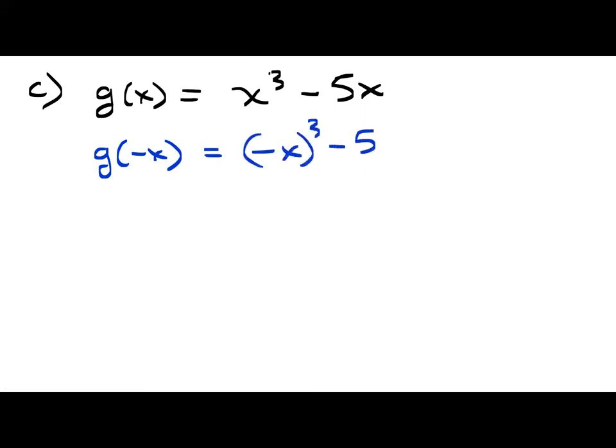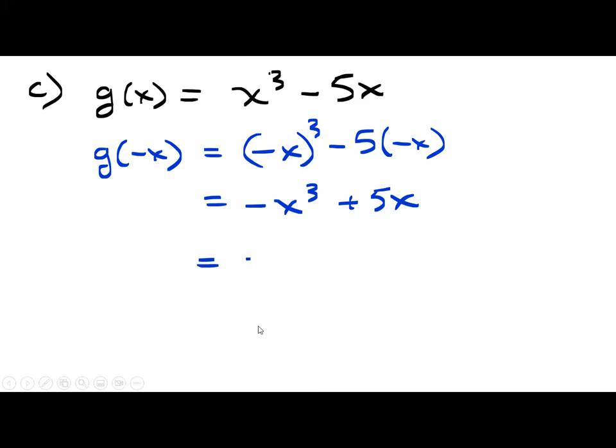Negative x plugged into x to the third, and then negative x in. Now the question is, even or odd? Odd. Let's see. Negative times a negative times a negative is a negative. And negative 5 times the negative x is a plus 5x. Is that the exact opposite of the original problem? Yes. We have to do one thing though. We have to factor out the negative, right, to show that it's the exact opposite.